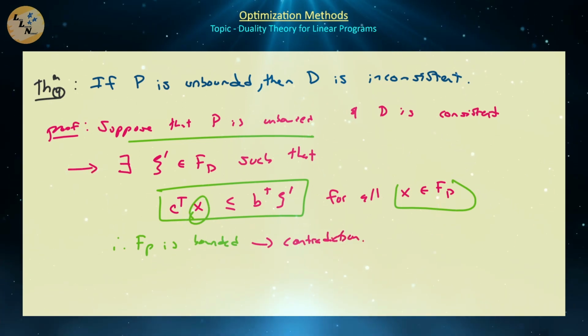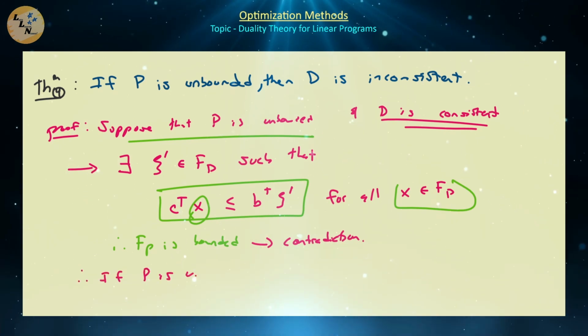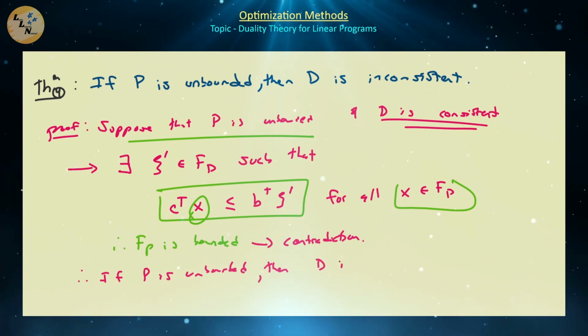So it's a contradiction to our assumption, therefore by logic our contrary assumption is actually false. So that means if P is unbounded, then D is inconsistent.